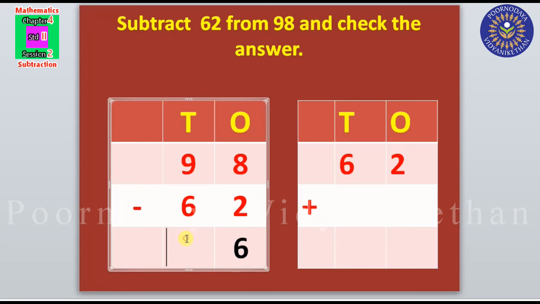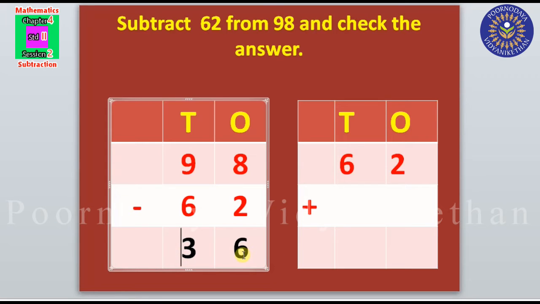Clear? Then next, 9 minus 6 in tens place. Look at the tens place. 9 minus 6. Count 9 fingers first and fold 6 fingers. So you have to count the remaining fingers. 1, 2, 3. So 9 minus 6 is equal to 3. Did you understand? So the answer is 36. 98 minus 62 is equal to 36.